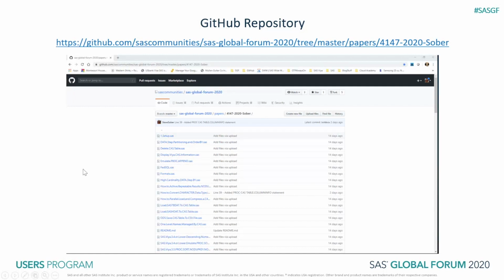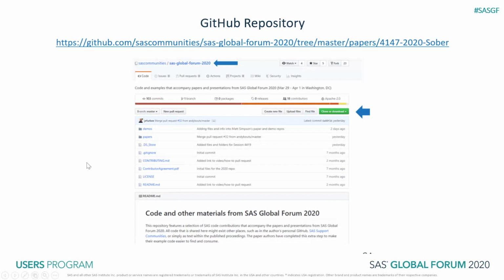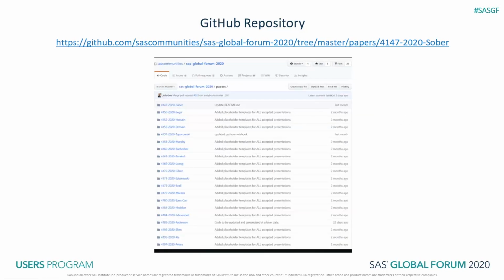To clone the repository, what you need to do is to back up in the tree structure to the SAS Global Forum 2020 level, as you can see here. Then notice you have a clone or download button over here in green. When you clone it, you actually have access to any of the SAS Global Forum papers where the author has chosen, like me, to create a GitHub repository.